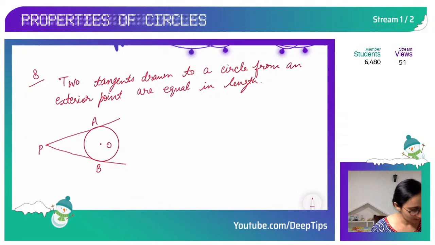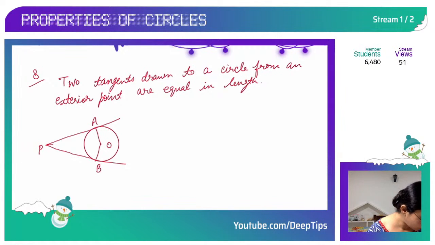So let's draw the radius of this circle. So OA and OB are my radii. Okay. So children, just now we did one theorem which says that tangent and radius are perpendicular to each other. So can we use it here to prove this? But before I start the proof, let's do one more construction.